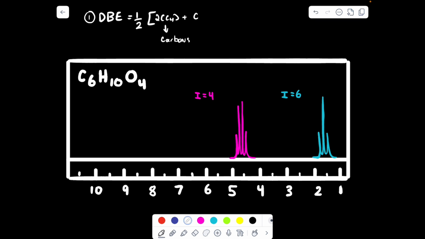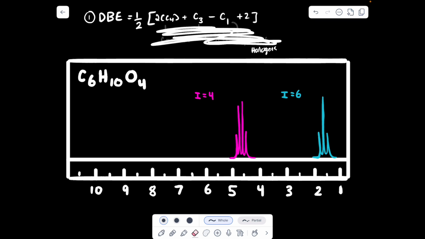plus the number of atoms that make 3 bonds, so nitrogens, minus the number of 1 bonders, so 1 bonders would be hydrogens and halogens, and then plus 2, which is kind of just a buffer. Hopefully you wrote that down.